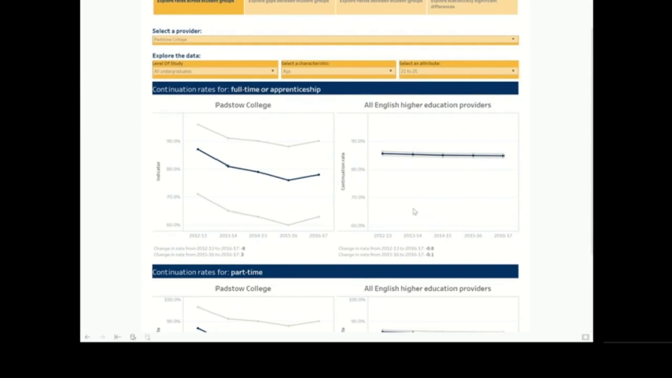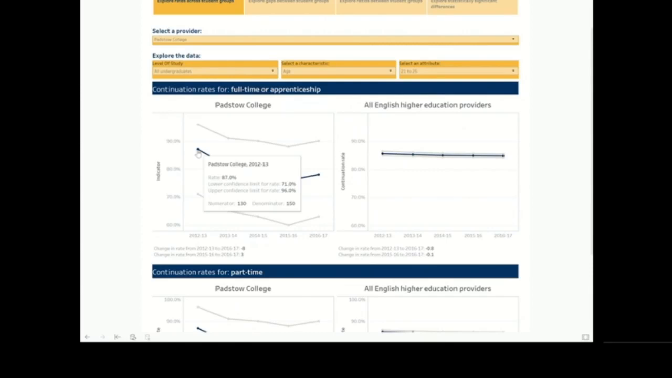The charts show a blue line and 2 grey lines. The blue line shows the continuation rate for the selected student group across the 5-year time series. Note that the numbers in the dashboard are not exact and will be rounded to various degrees. If we hover over each data point, we can see more information for that year, including, in this case, numerator and denominator. The continuation rate is calculated by dividing the numerator, the number of students who continue their studies, by the denominator, the total number of students in the selected group, expressed as a percentage.